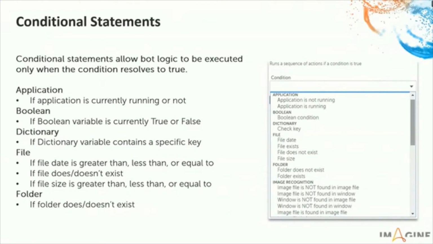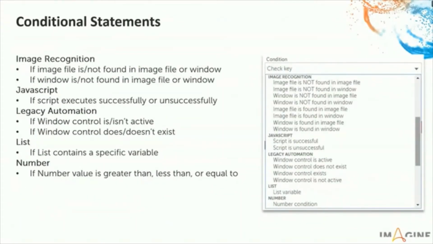There's lots of different conditions that you can use, so we can check to see if an application is running or not running. We can check the value of a Boolean to see if it's true or false. We can check to see if a dictionary contains a specific key. We can check to see if a file exists, doesn't exist, what the file date is, what the file size is, if it's greater than or less than. We can check to see if a folder exists or doesn't exist. Very important as we're checking the environment of our bot agent to see if it contains the folder that we want to store data in. We also have things we can do with image recognition.